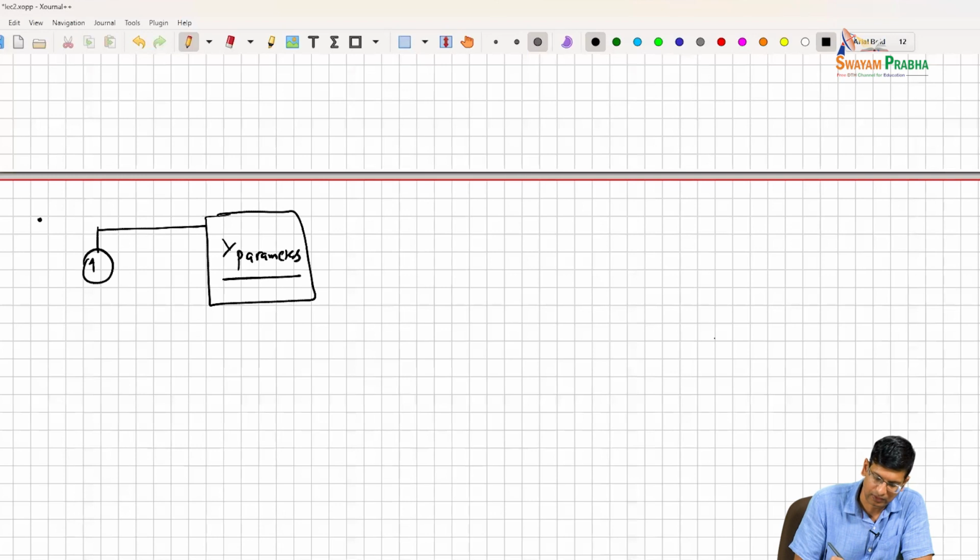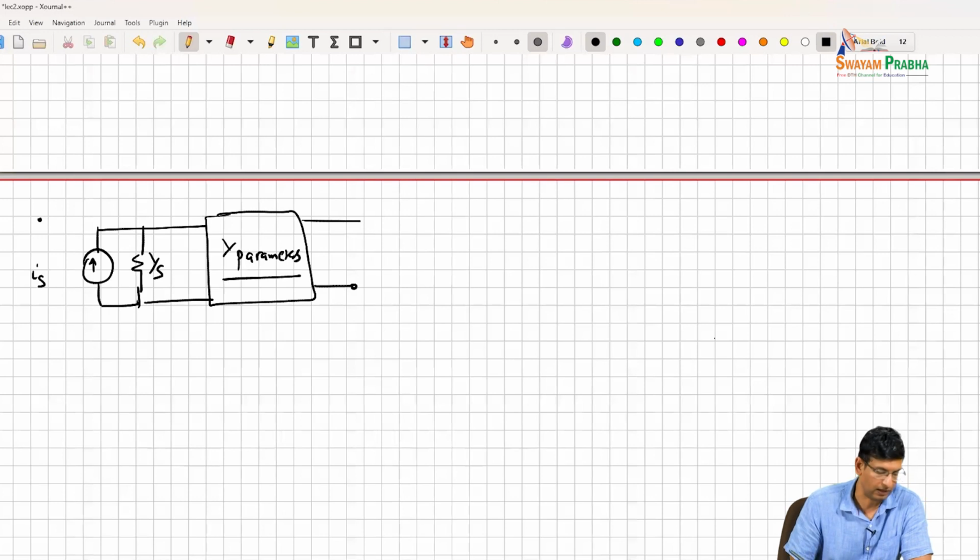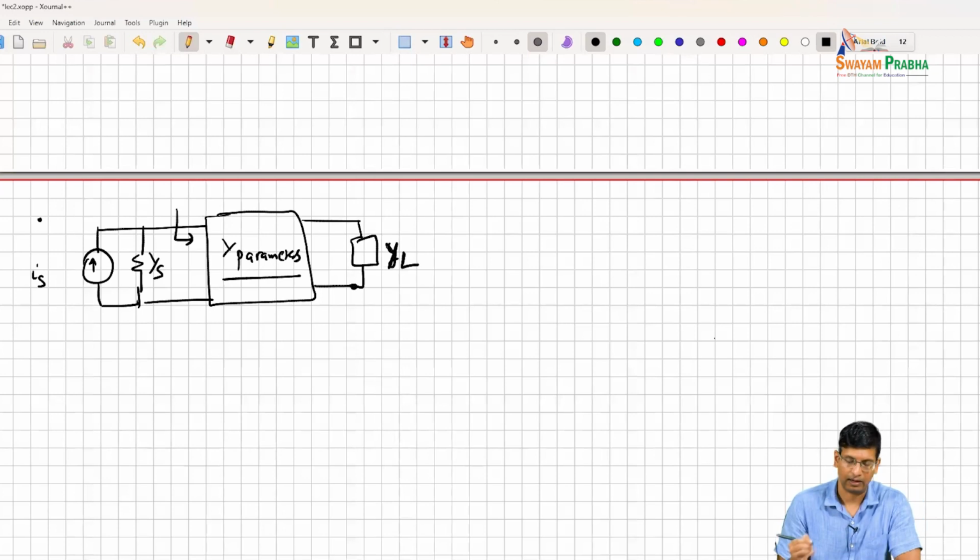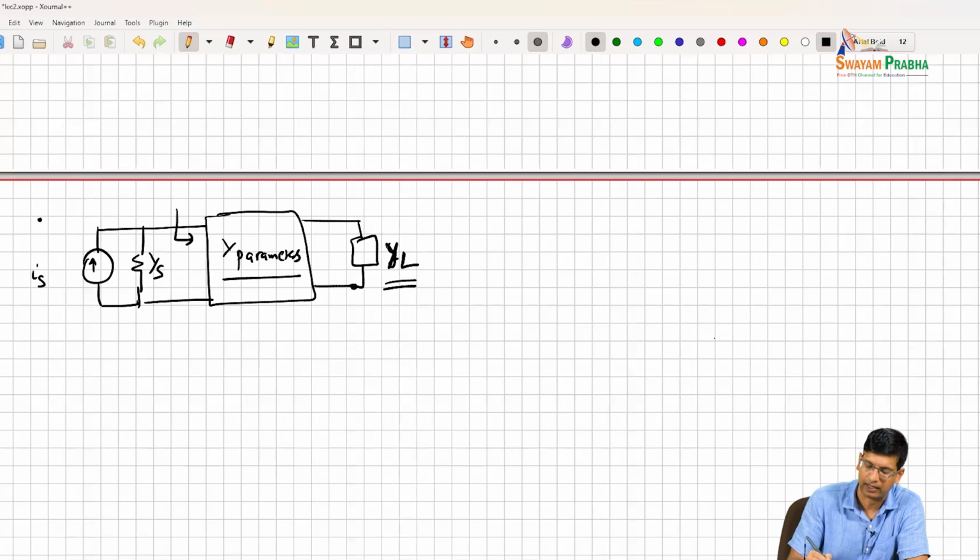Let's just model this: I have a source that is Is with a resistance that is Ys, and then this is the model for my device. So the first question that I can have is, what is the power that is available from this source? Let's say that I'm terminating things in a YL. Eventually we'll make the YL the conjugate of what we see over here, but let's begin with this.